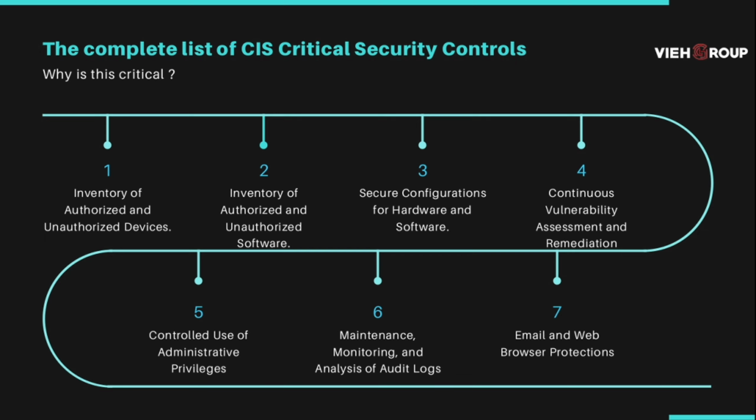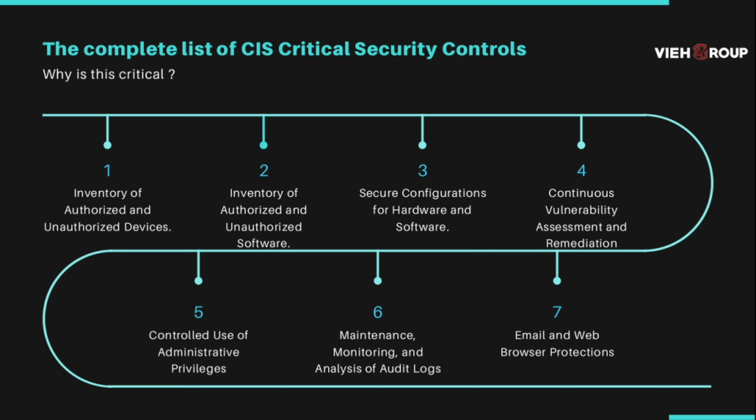The 7th point is basically the last of this second page of the PPT. After that we'll move to our next PPT. The 7th point is email and web browser protection. Organizations need to ensure that only fully supported web browsers and email clients are used in the organization in order to minimize their attack surface.